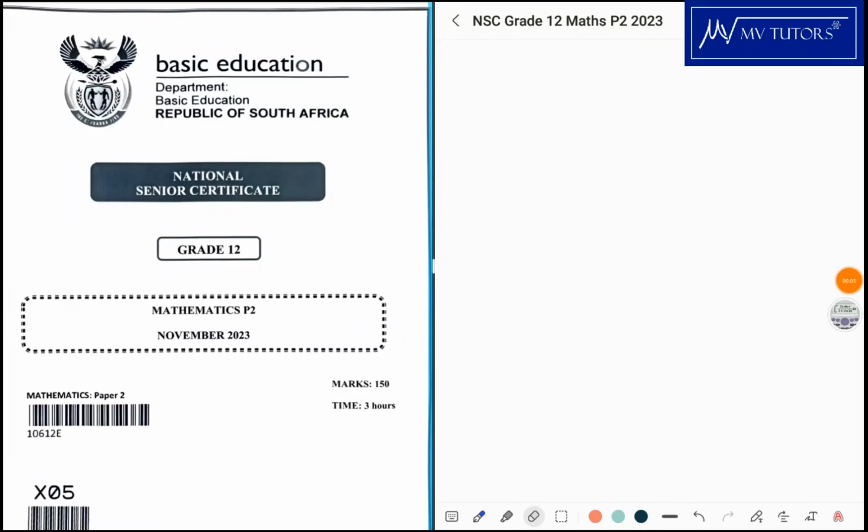Hello everyone and welcome back to MV Tutors, and we're having a look now at the maths paper written last year in November, paper 2. We've done paper 1 already, and let's check out what paper 2 has in store for us.